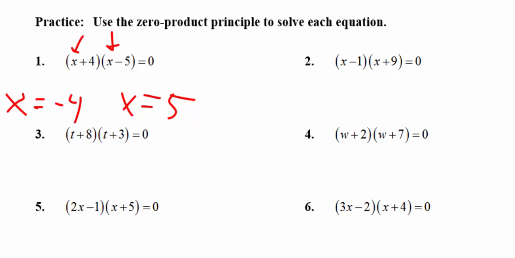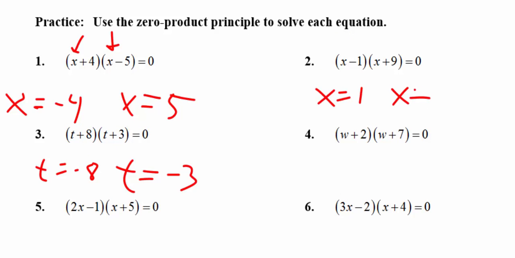If I look at number 3, t equals negative 8 and t equals negative 3 are my answers. So if I put a negative 8 here, I get 0. A negative 3 here would give me 0. Let's look at number 2. Looks like x equals positive 1 and x equals negative 9 would give me 0. Negative 9 plus 9 is 0. 1 plus negative 1 is 0. By the way, remember, I can always graph these like we did in the previous example.